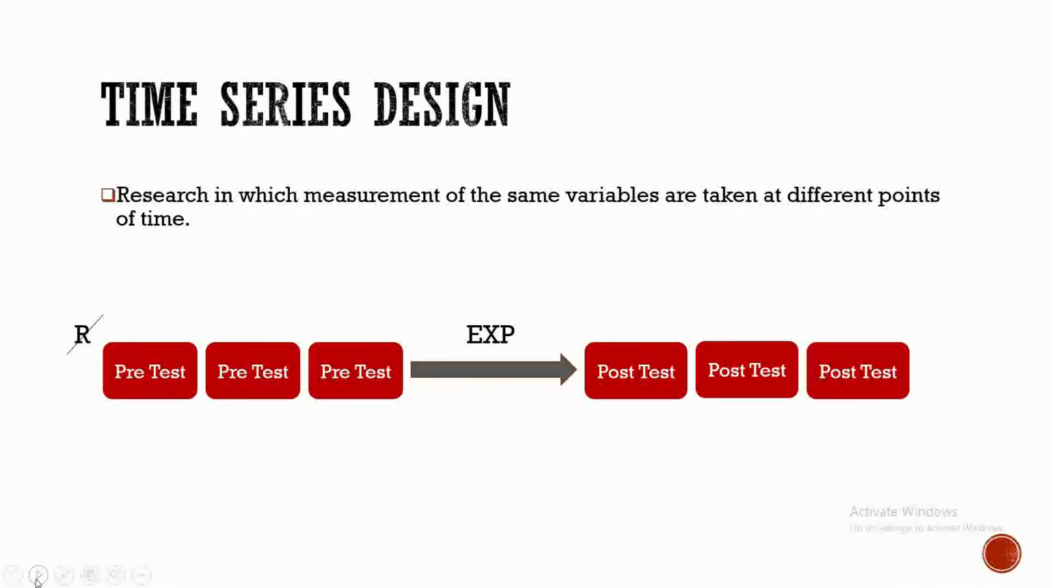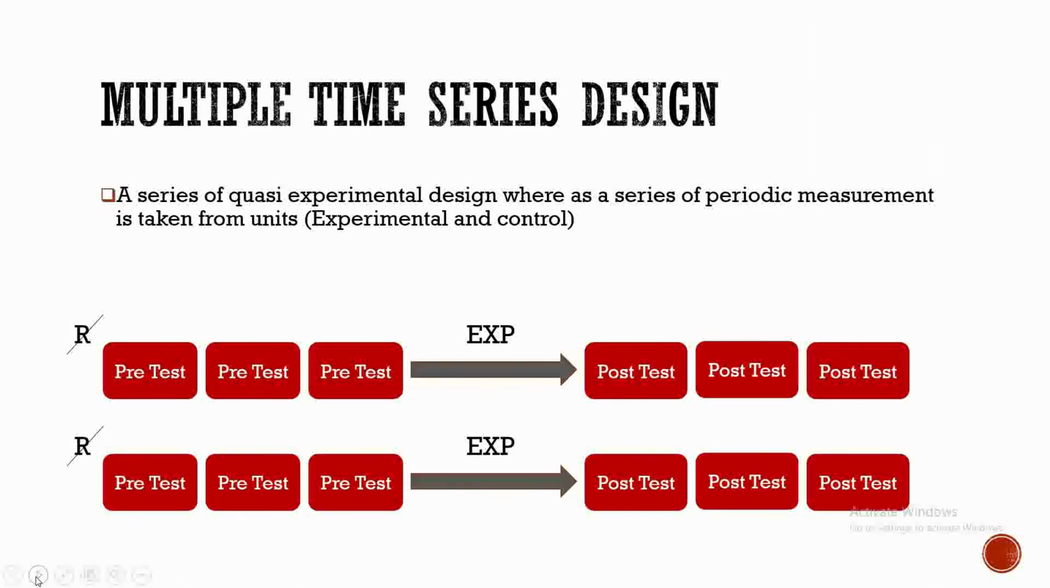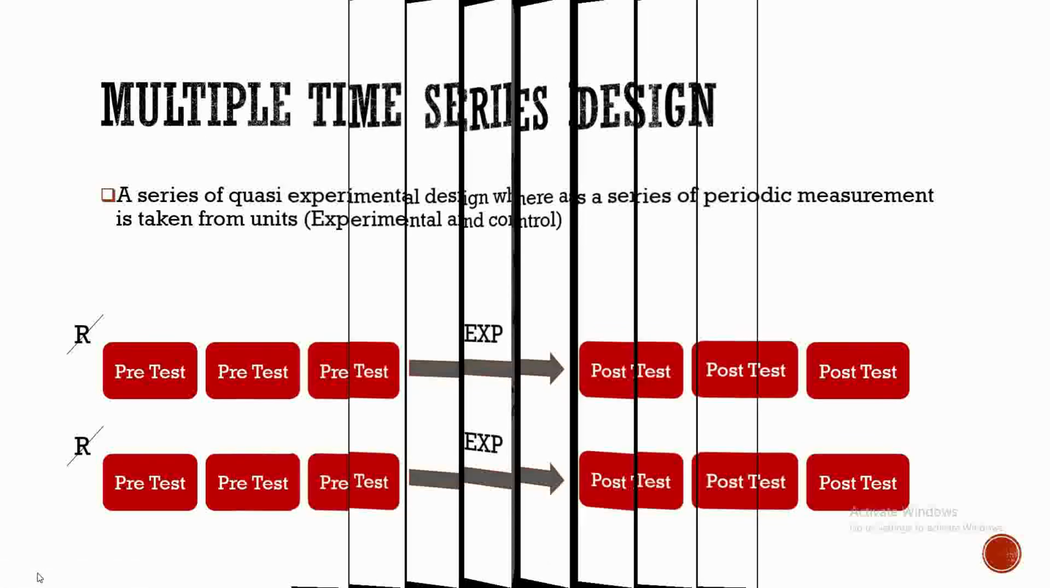The second type is the time series design. It is the research design in which measurement of the same variables are taken at different points of time without randomization. The third type is multiple series design. It is a type of quasi-experimental design where a series of periodic measurement is taken from units which can be experimental or control without randomization.